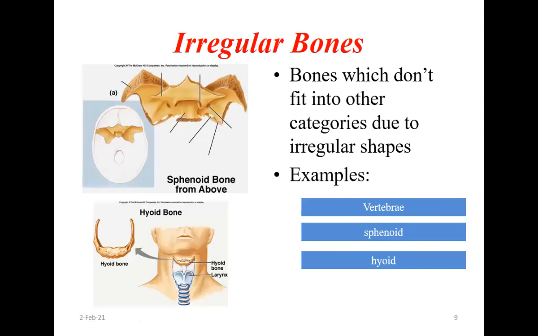The examples are vertebrae, which are not shown here. This is the sphenoid bone. It is present in the skull, at the base of the skull. Then this is the hyoid bone, which is present in the neck. It is an independent bone, which is not attached to any other bone. Hyoid bone and sphenoid bone, you can see here. Vertebrae we'll see later. So these are the best examples for the irregular bones.